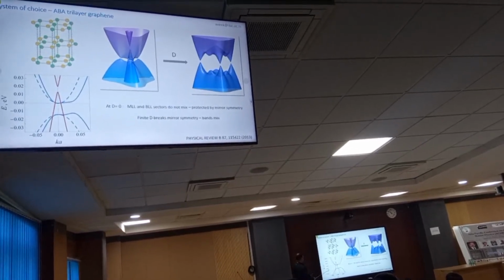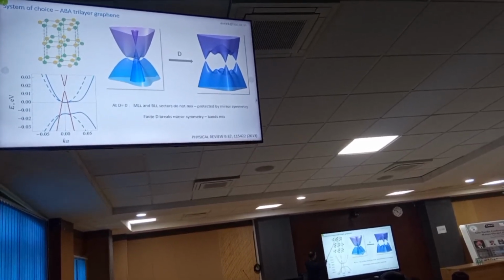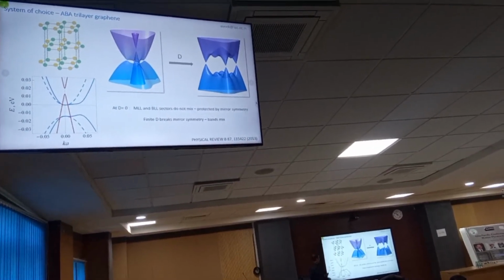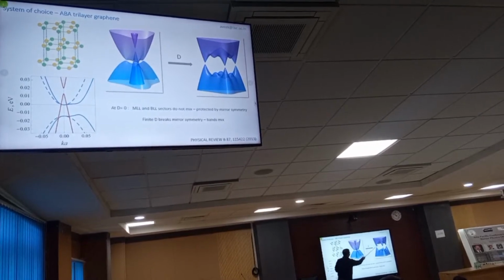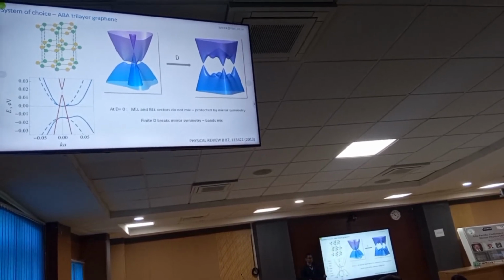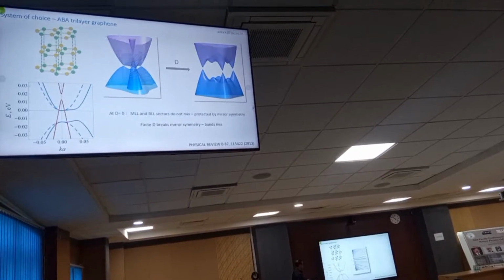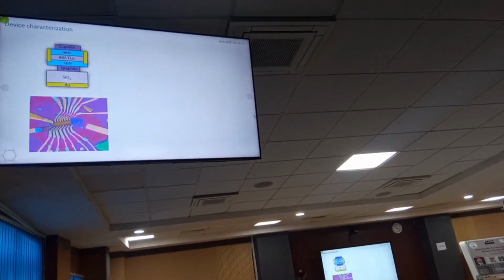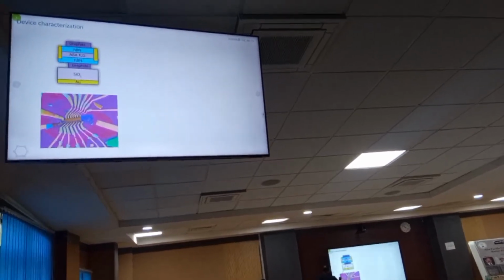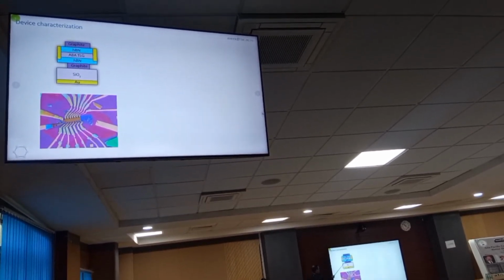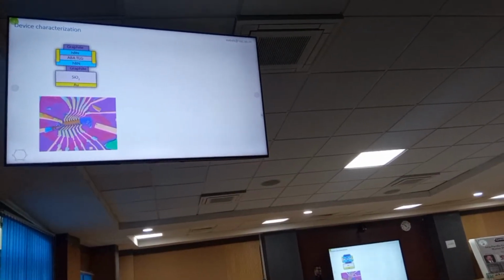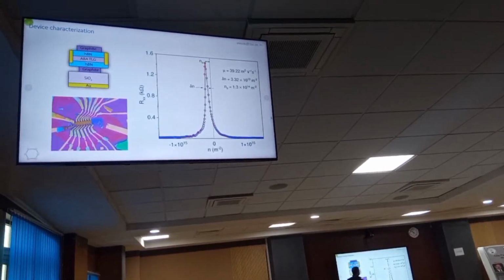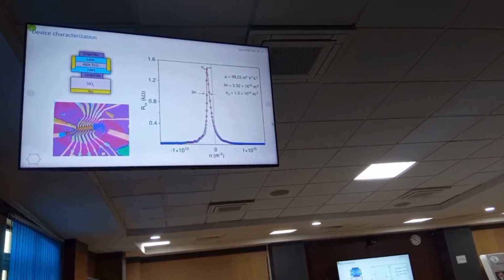Now when I apply a displacement field perpendicular to this, the energy of this layer becomes larger than this layer. You break the mirror symmetry, and then these 2 bands hybridize, and you get very funny structures. So that's what we try to do. Okay. Now let's go to the results. This is our device. We have this graphite encapsulated, hBN encapsulated, high mobility ABA tri-layer graphene, and the mobility is around 40 square meters per volt per second, some of the best you can get in the world in tri-layer graphene.